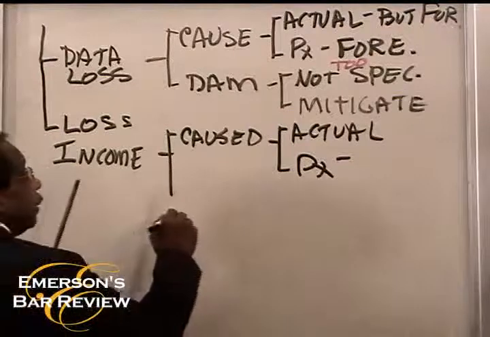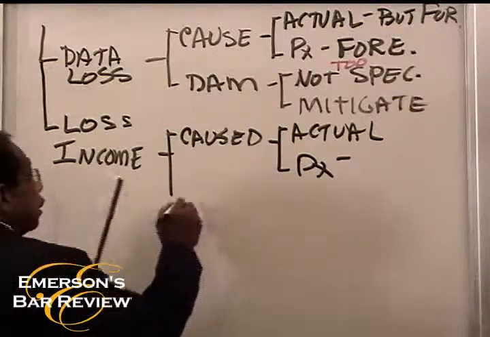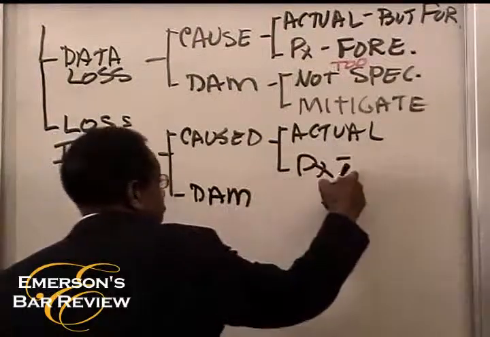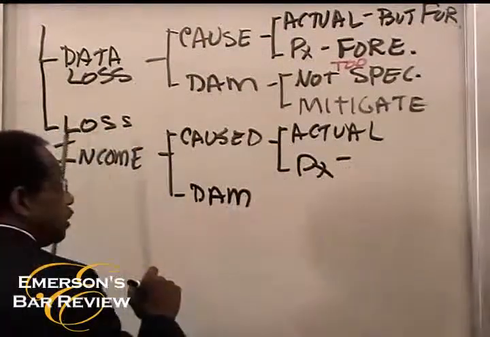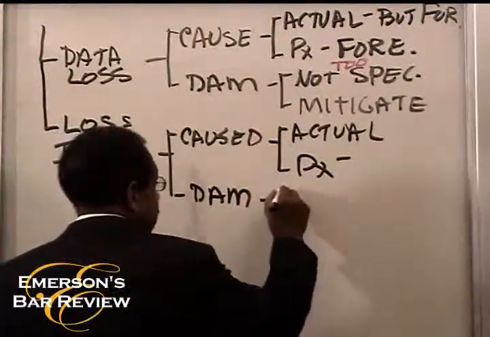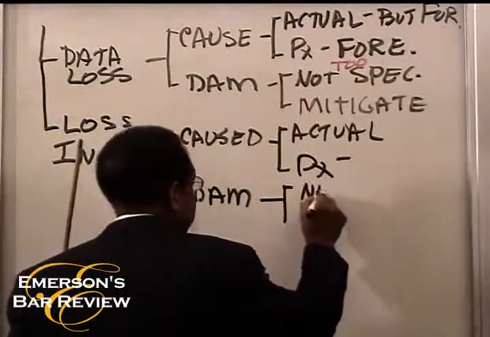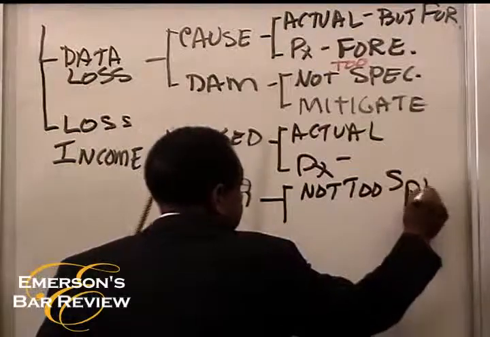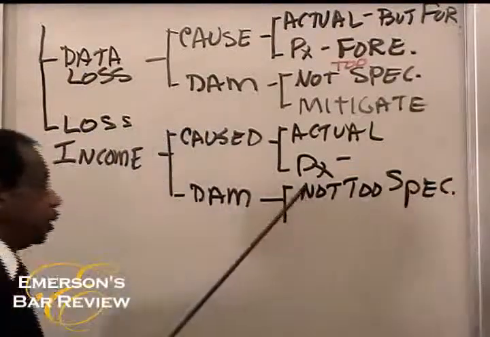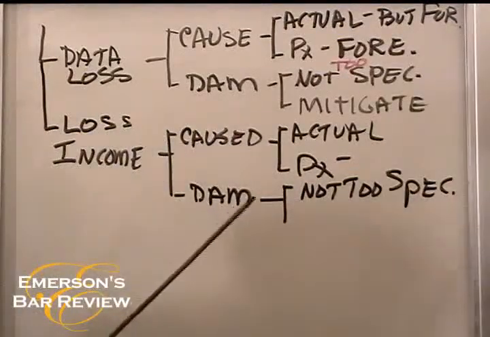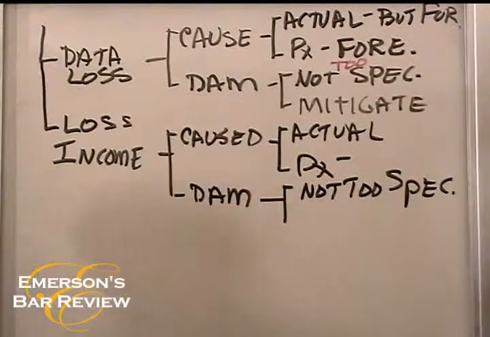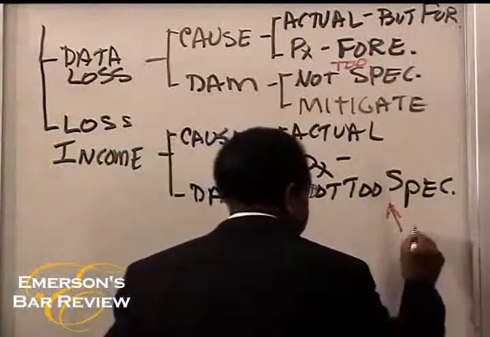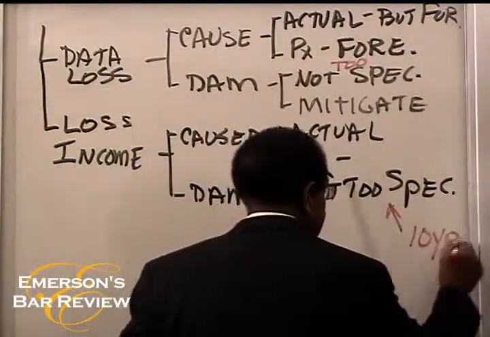And finally, the damages. In addition to them being actual and proximately caused, the loss of income must be not too speculative. And right here is where you put in the 10 years. The business has been around for 10 years, so they have good records of the income. So this is where you put the 10-year history in there.